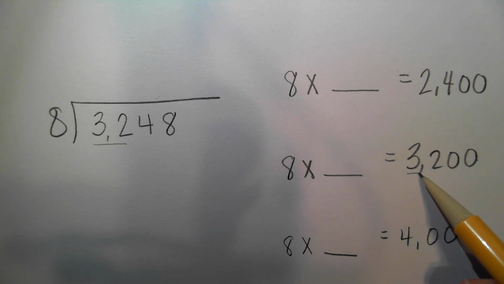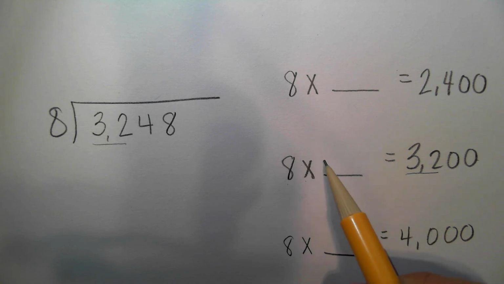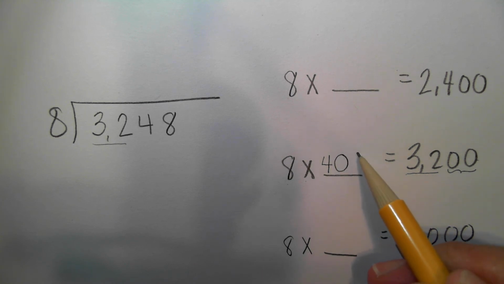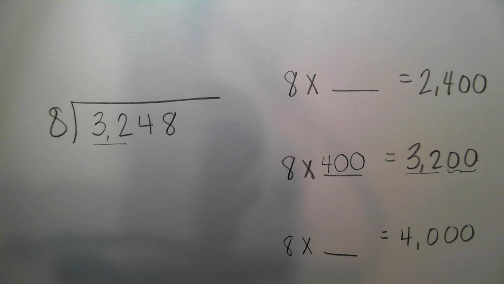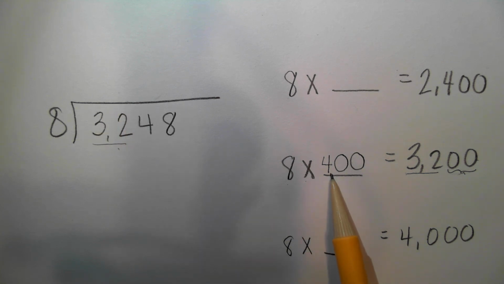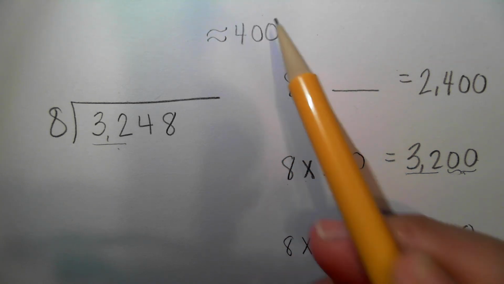And how do I use basic facts to help me with that? 8 times a basic fact equals 32. Oh, I remember, the basic fact is 32, but my answer has 2 extra zeros. So that means that this factor must also have 2 extra zeros. Notice that my product here is exactly 3,200, but this dividend is slightly bigger, which means that this quotient is going to be slightly bigger than 400. Okay, so I'm going to estimate about 400. That's what I'm going to estimate at.